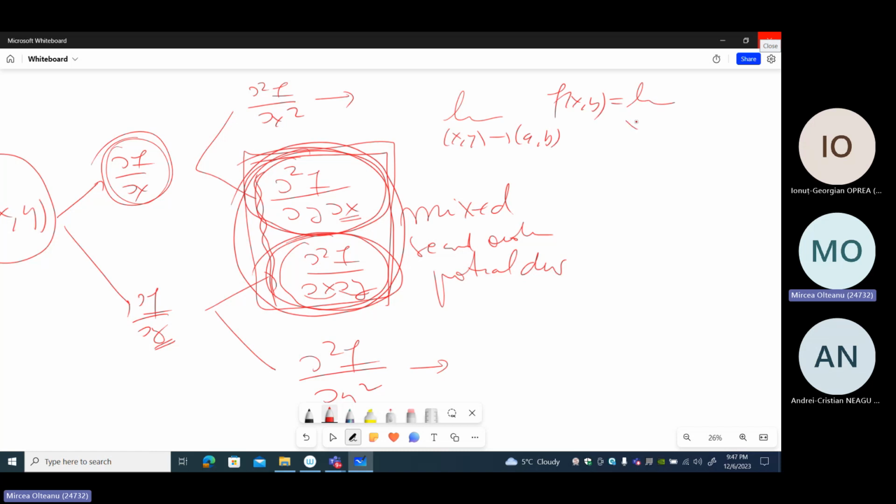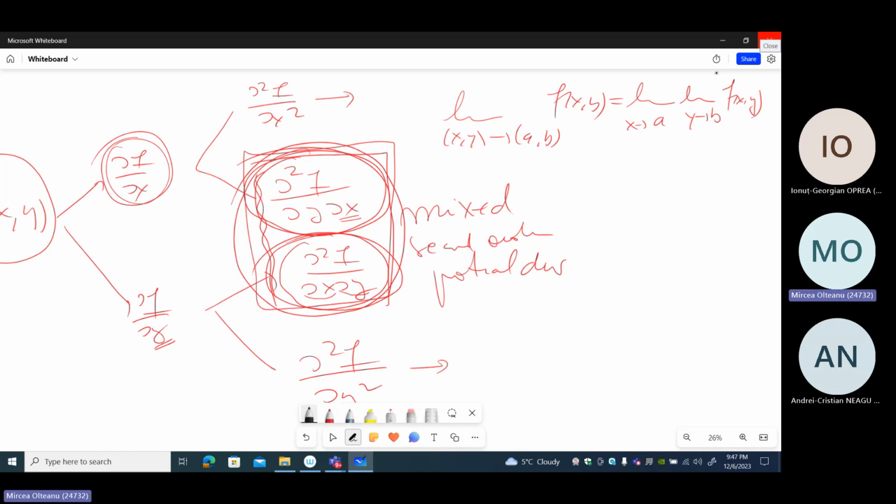You think maybe like this: the limit when x tends to a, of the limit when y tends to b, of f(x, y), something like this. Yes, is it correct what I am trying to say? Yes, that's correct. Well, this is not correct.